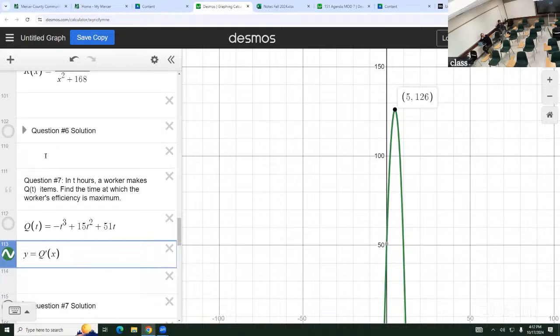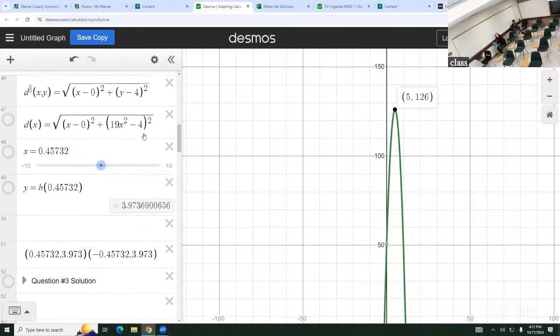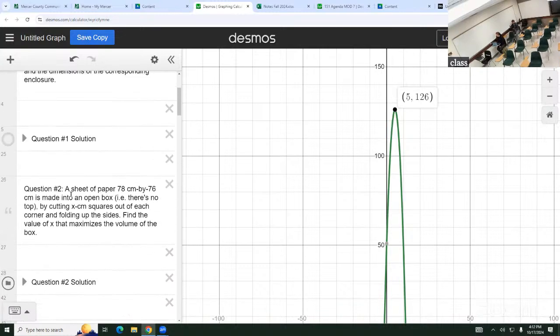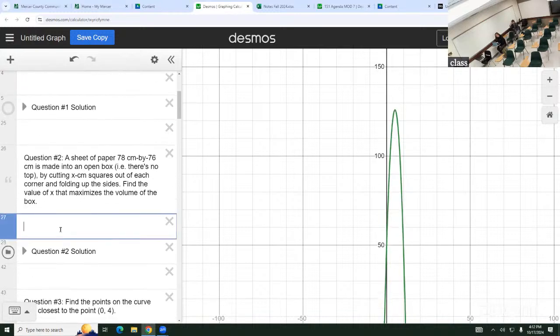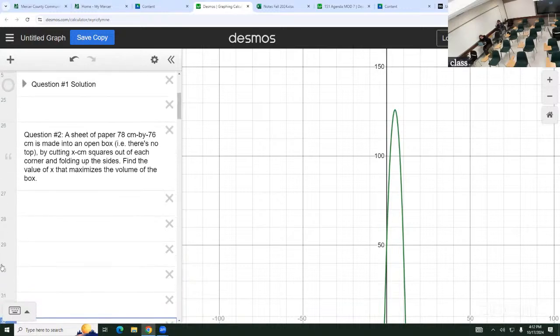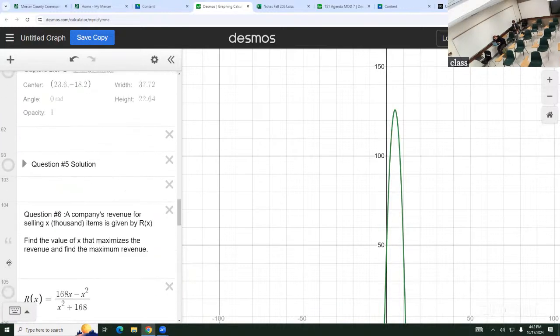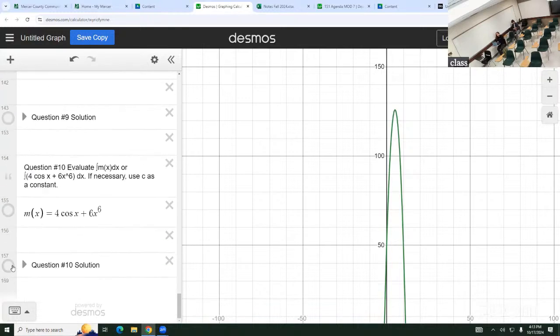There's one or two others you can do. I really like this one though. I didn't see it because I skipped over it, I think. The sheet of paper one, question number 2, is a personal favorite of mine, and it frequently makes its way onto the test. Okay, so we're taking a piece of paper and we're cutting squares out of the corner.